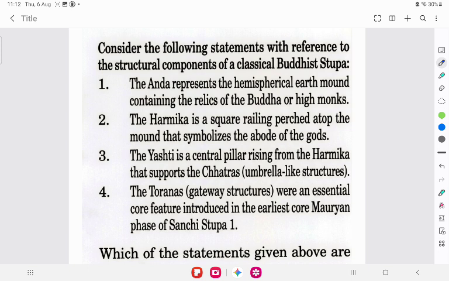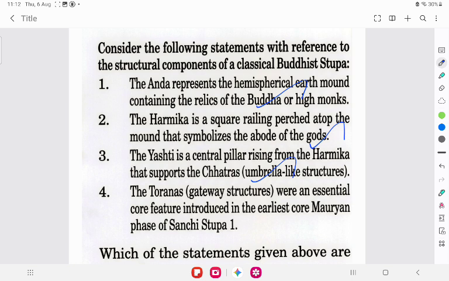Consider the following statements with reference to the structural components of a classical Buddhist stupa. The Anda represents the hemispherical earth mound containing the relics of Buddha or high monks. Yes, this is correct. The Harmika is a square railing perched atop the mound that symbolizes the abode of gods. Yes, this statement is also correct. The Yashti is a central pillar rising from the Harmika that supports the Chatras. This statement is also correct.